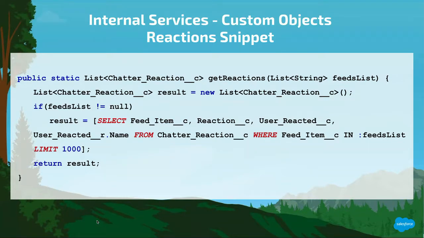In this code snippet, we show you how we get all the reactions of a list of feeds that we send and return the records. With these records, we process them, and finally obtain for each feed a list of reactions and the users who reacted.